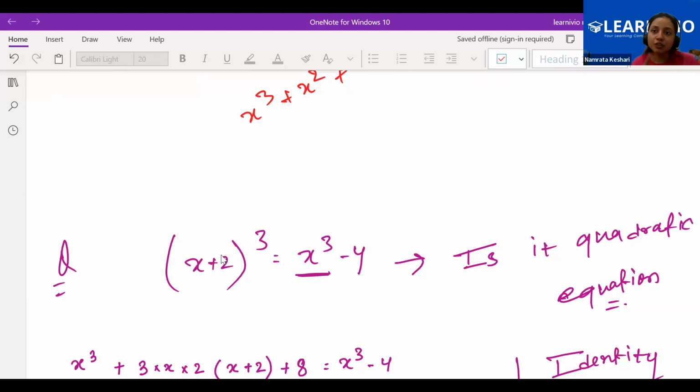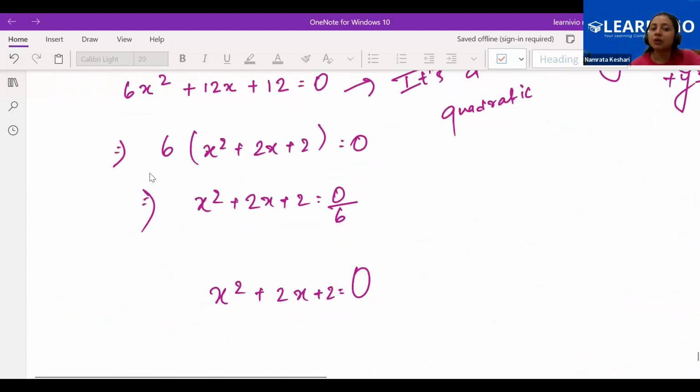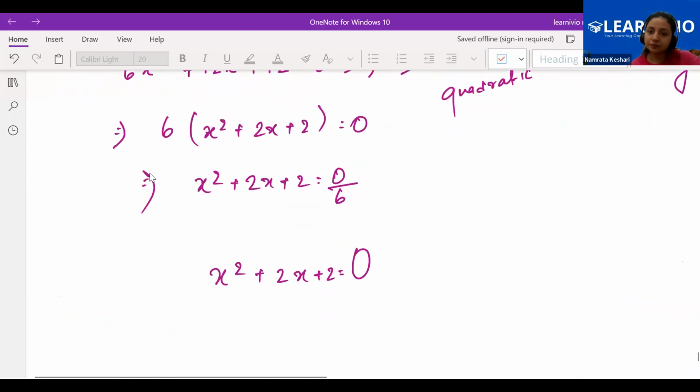So if any MCQ question will be there in your final exam, in your board exam, where a cube term will be sitting and the question will be, is it a quadratic equation? The options will be quadratic, cubic, this, that. So just don't rush and click on the cubic equation, because it's not a cubic equation. However, power 3 is there, but when we simplified, it became a quadratic equation. Got it?